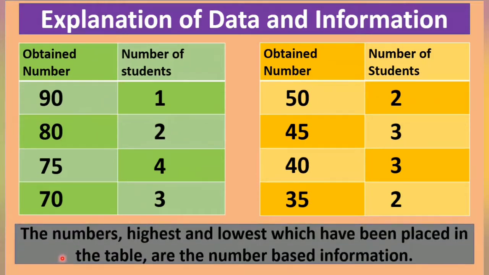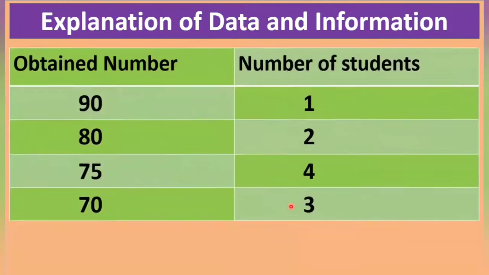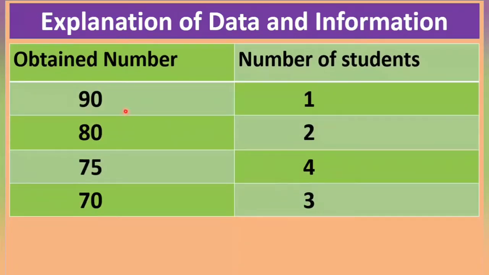So here, see, there are the numbers highest and lowest, which have been placed in the table. These numbers are based on what, students? Yes, based on information. So see here, the obtained marks are 50, 45, 40 and 35. These forms are statistics.